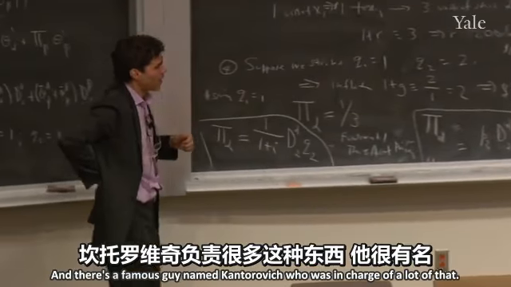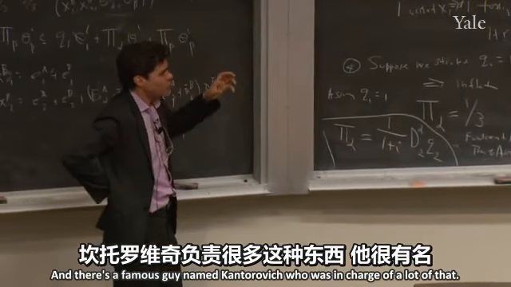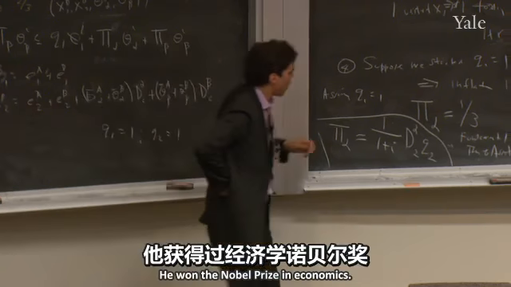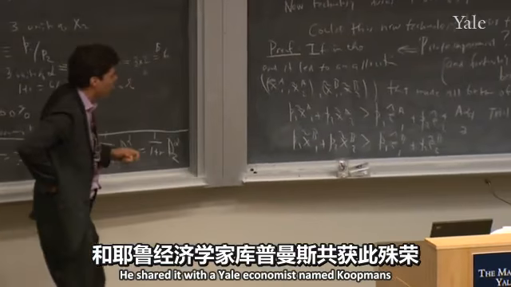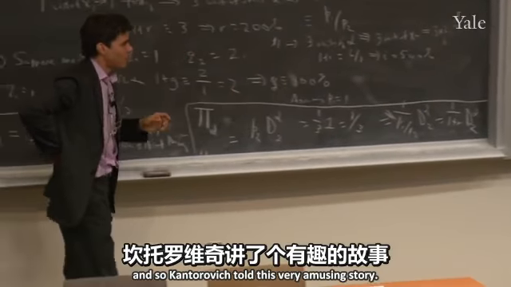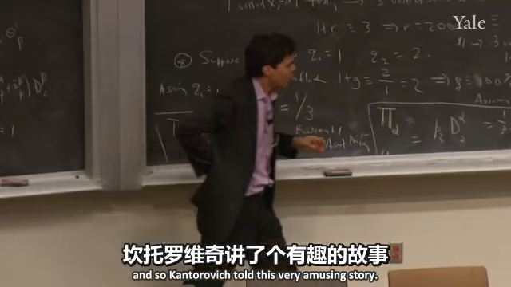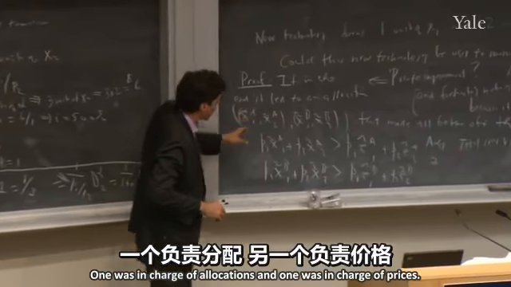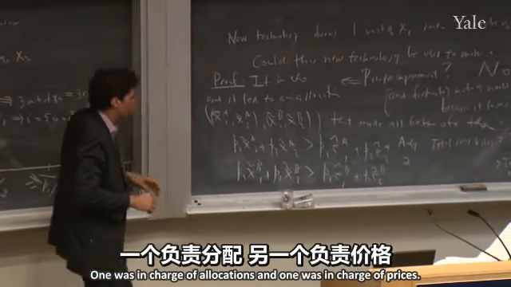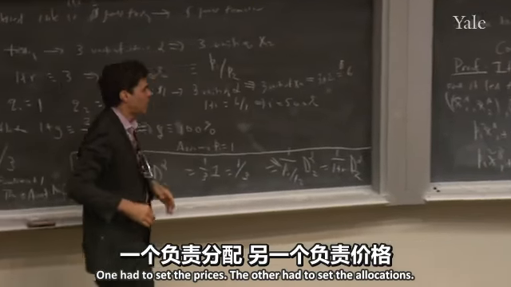And there was a famous guy named Kantorovich who was in charge of a lot of that. He won the Nobel Prize in economics. He shared it with a Yale economist named Koopmans. And so Kantorovich told this very amusing story. He said that there were two central planning bureaus. One was in charge of allocations and one was in charge of prices. One had to set the prices, the other had to set the allocations.